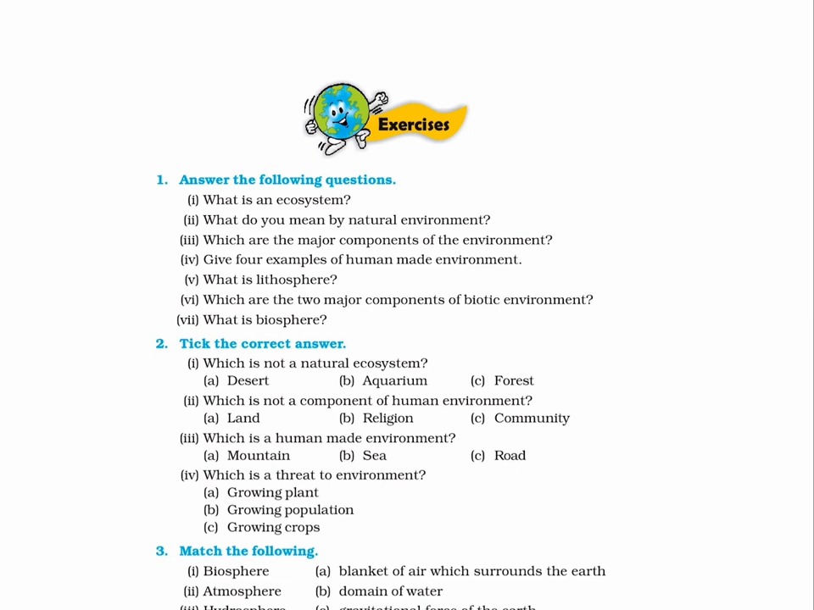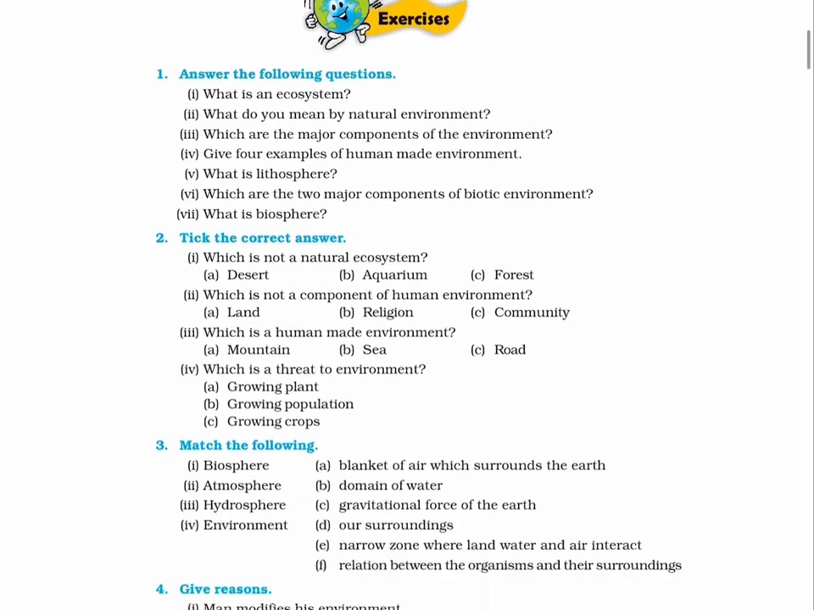Part 5. What is lithosphere? Part 6. Which are the 2 major components of biotic environment? Part 7. What is biosphere? 2. Tick the correct answer. Part 1. Which is not a natural ecosystem? A. Desert. B. Aquarium. C. Forest.